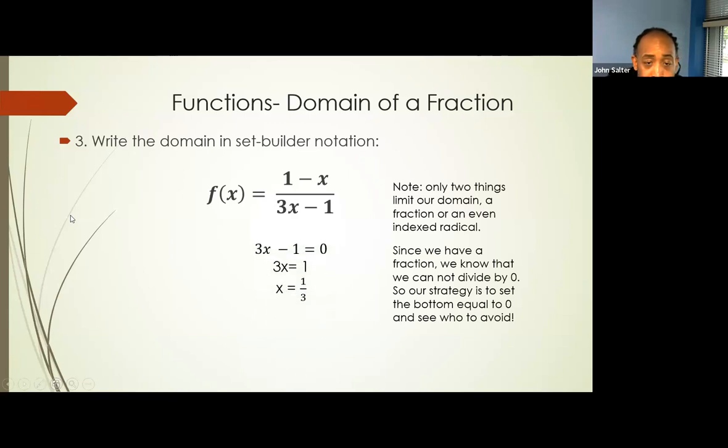So I set that equal to 0. It's a two-step equation. I add 1 to both sides and divide by 3, and I get x equals 1/3. So that's the one x value where my domain cannot be. So x does not equal 1/3.